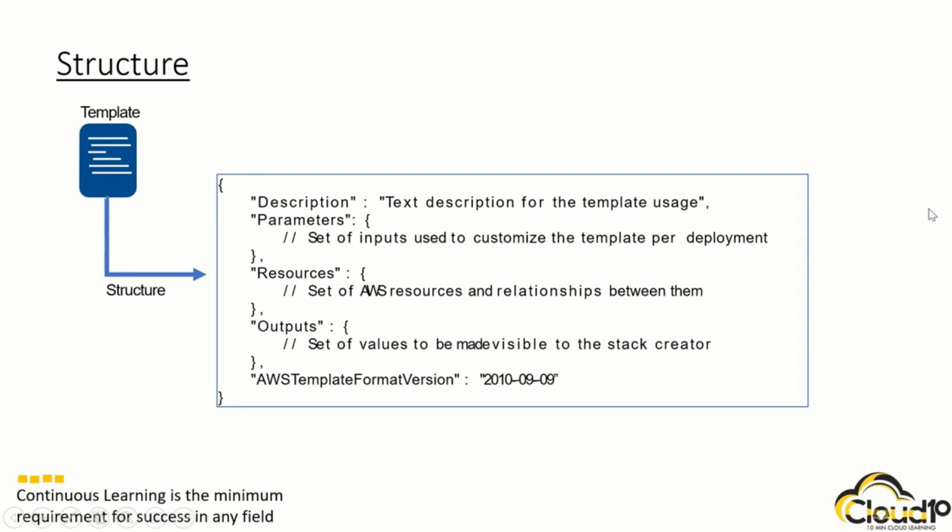If you see the structure of a template, it is very simple. There are four main sections, as you can see on this screen. We have description, which describes what this template is for. We have parameters, we have resources, and we have outputs, right? These are the four main sections. Apart from that, you also have some additional sections that you can include. So let's understand these sections in a little more detail.